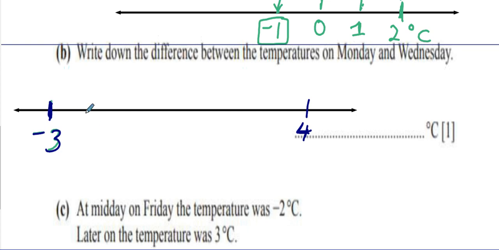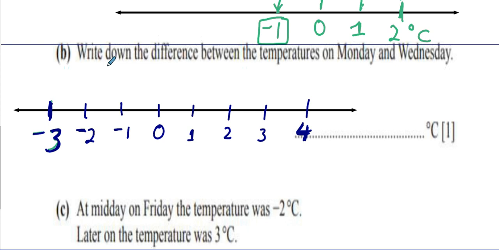So if this is -3, go down, this is -2, go down, this is -1, go down, this is 0, go down, this is 1, go down, this is 2, go down, this is 3, go down, that is 4. Oh, sorry, I was supposed to say go up. From -3, go up, that is -2, go up, that is -1, go up, that is 0, go up, that is 1, go up, that is 2, go up, that is 3, go up, that is 4. Right? That is the correction.